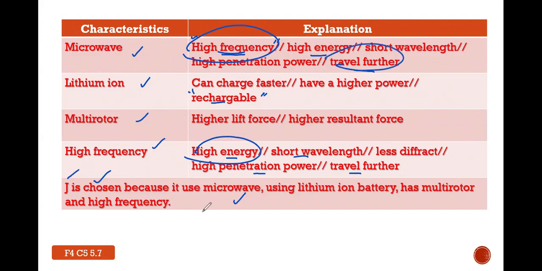And finally, you say, I choose J because what? It uses microwave, using lithium ion battery. You repeat back what you have said on the left-hand side. Then you get full marks, 10.